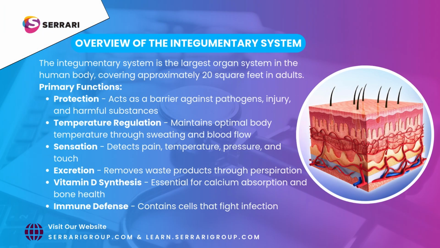Overview of the integumentary system. The integumentary system is the largest organ system in the human body, covering approximately 20 square feet in adults. Primary functions. Protection acts as a barrier against pathogens, injury, and harmful substances. Temperature regulation maintains optimal body temperature through sweating and blood flow. Sensation detects pain, temperature, pressure, and touch.